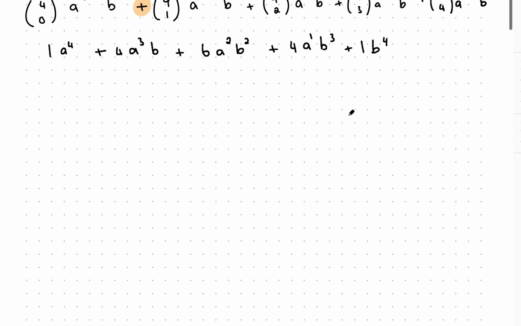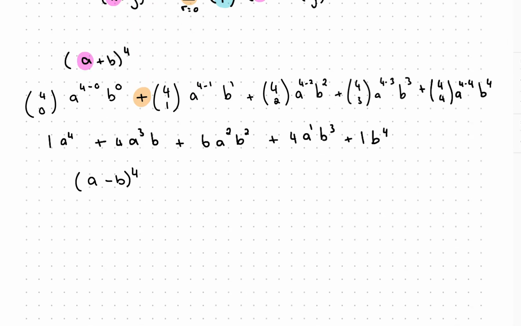It does get more complicated. An example of when it gets more complicated is if I have a minus b to the power of 4. So have a think before I go through it. Maybe hit pause. Have a think, how is it different to the one I did before?